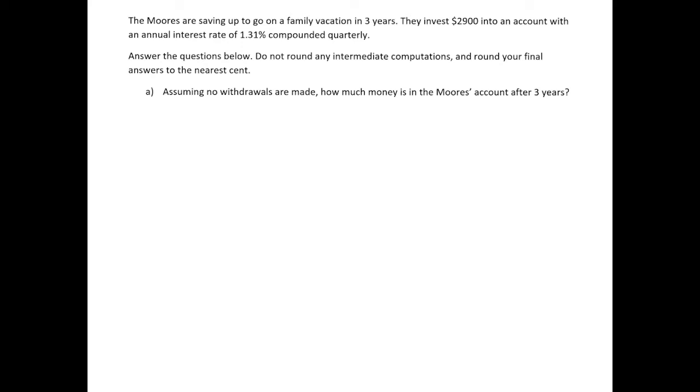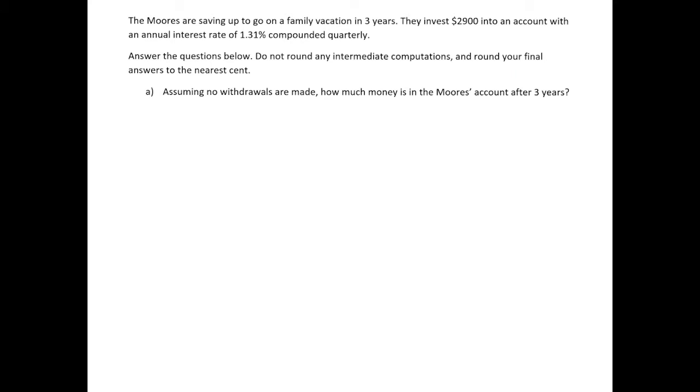This problem says that a family named the Moores are saving up to go on a family vacation in 3 years. They invest $2,900 into an account with an annual interest rate of 1.31% compounded quarterly. And as always, we're told not to do any rounding until the very end. So, assuming no withdrawals are made, how much money is in the Moores' account after 3 years?